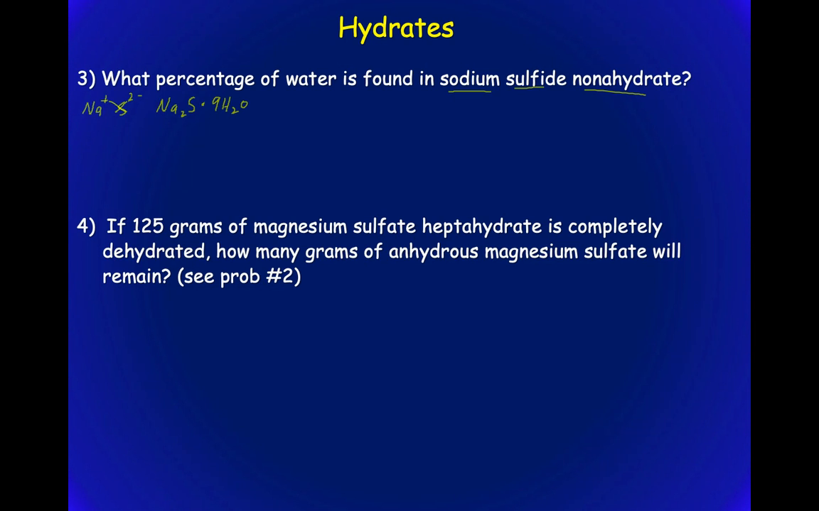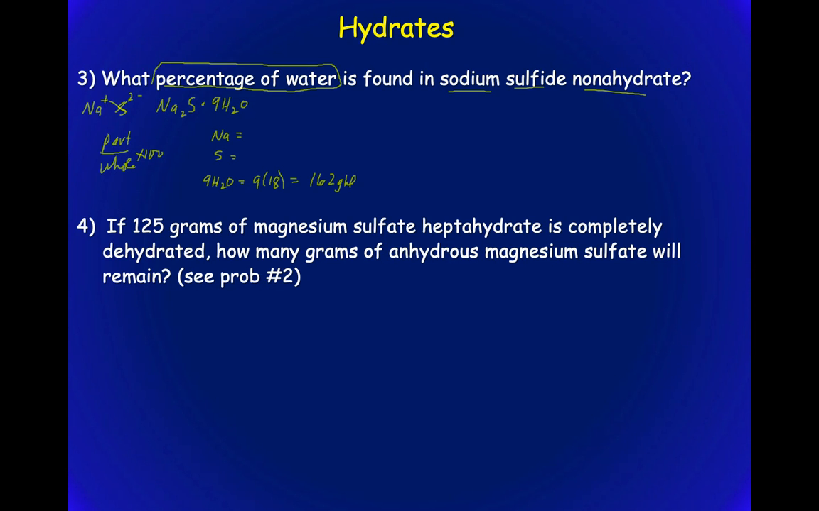Okay, so I want to do part over a whole times 100, where my water is the top. Okay, so let's do this. We have Na, we have S, and then we have 9 times the water. We already know what the water is. The water is 9 times 18. If we look at that really quick, we'll take 9 times 18, and we'll get 162 grams per mole.